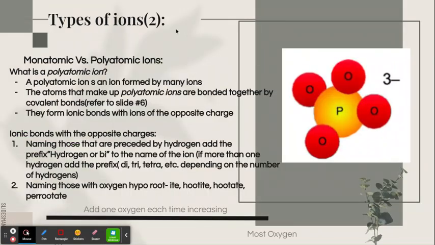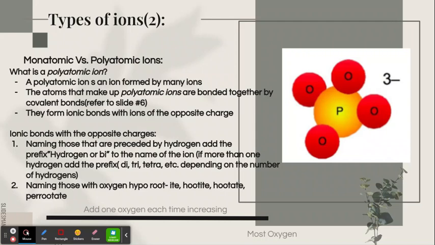Types of ions, slide number 2. What is a polyatomic ion? A polyatomic ion is an ion formed by many ions. These are bonded together by covalent bonds. You can refer back to slide 6 if you need to refresh on that. They form ionic bonds with ions of the opposite charge.